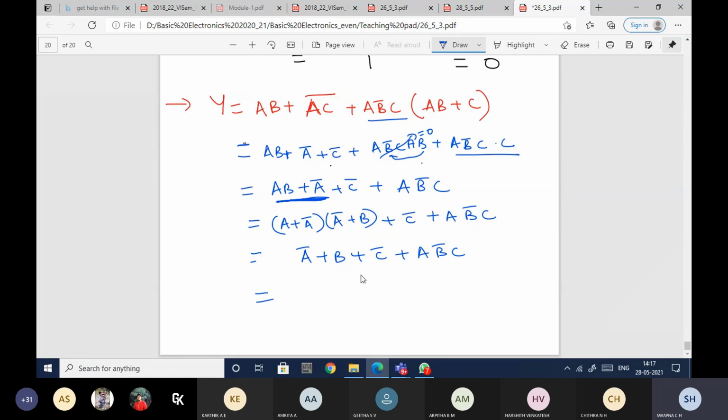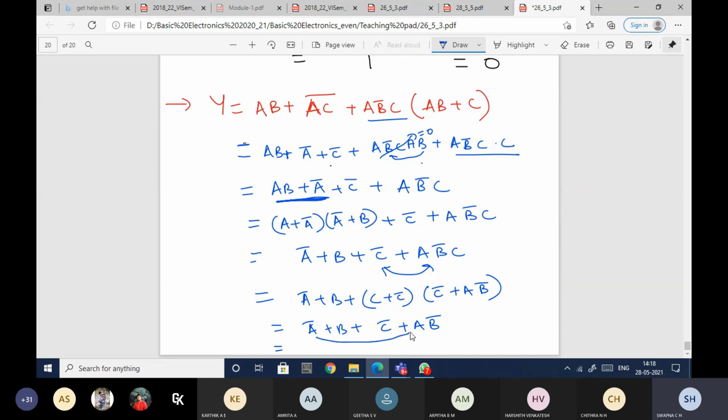Okay, here again what I can do, I will just try to expand these two by using De Morgan's law, so that now I will take C bar together. So A bar plus B plus C bar, next C bar plus A B bar. Okay, so this will be equal to A bar plus B plus C bar is 1. So I'll be left out with C bar plus A B bar, that's it.